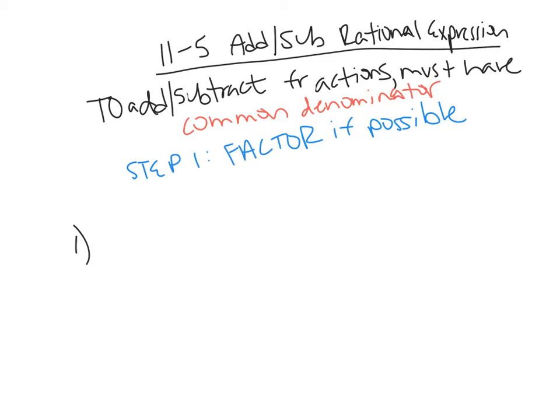Let's say we have the rational expression 5x divided by x squared minus 9, plus 2 divided by x minus 3. Technically here we have two fractions. In order to add fractions, I have to have the same denominator. So let's look at my denominators. I have a denominator of x squared minus 9, and I have a denominator of x minus 3. Those are not the same.